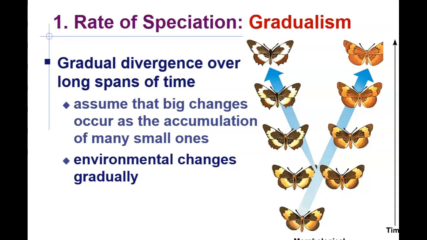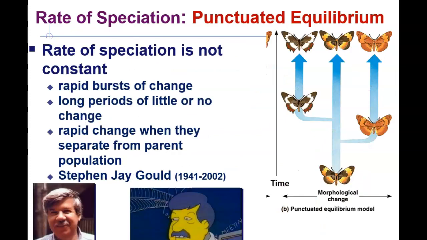There has been a lot of debate over the rate of speciation. One idea is that speciation happens gradually over a long period of time. This assumes that big changes occur due to the accumulation of many small changes. Another idea behind the rate of speciation is this idea of punctuated equilibrium, meaning the rate of speciation is not constant. There are long periods of no change followed by rapid bursts of change. This could be due to sudden environmental changes. And one of the major proponents of this model is Stephen Jay Gould.